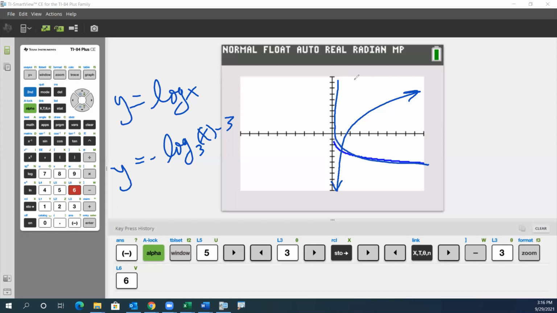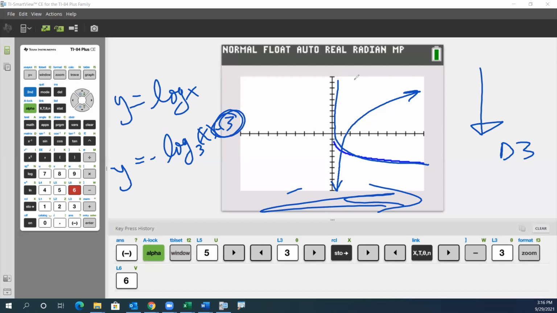And then this minus 3 right here, all that did was shift the whole thing down 3 units. So there was no horizontal movement of the graph. Therefore, the vertical asymptote was not shifted one way or the other. It just stayed where it normally is, on the y-axis.